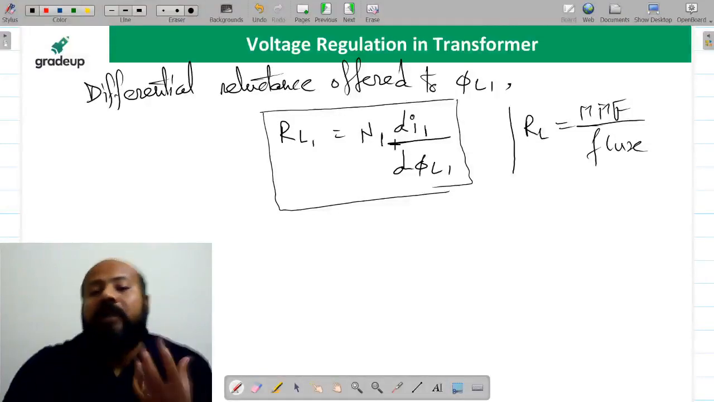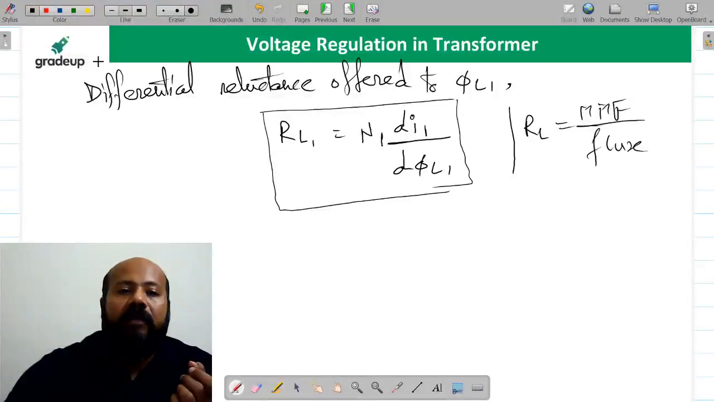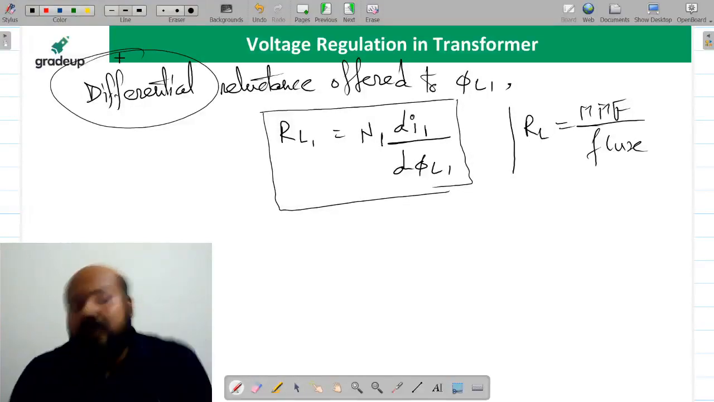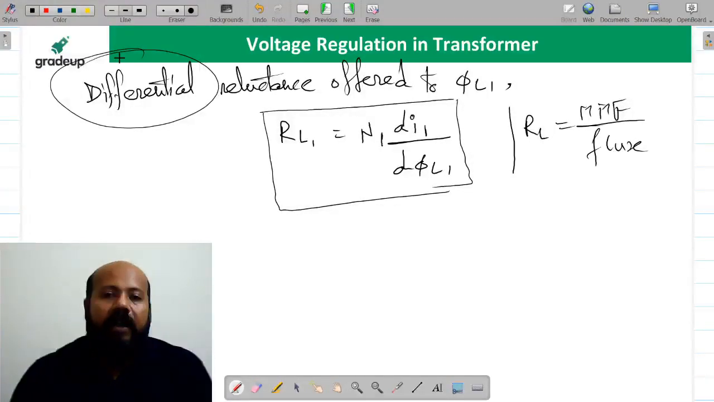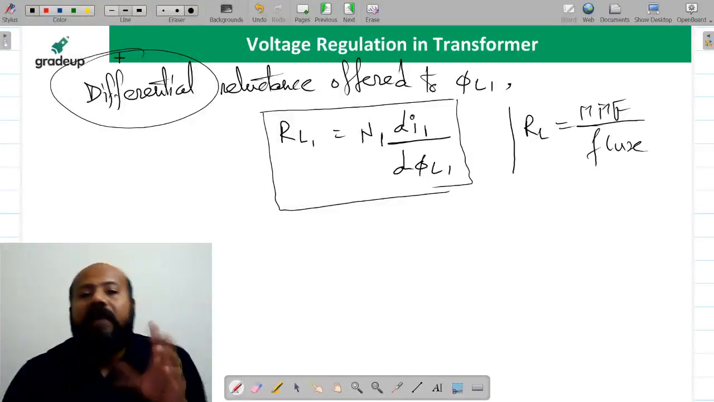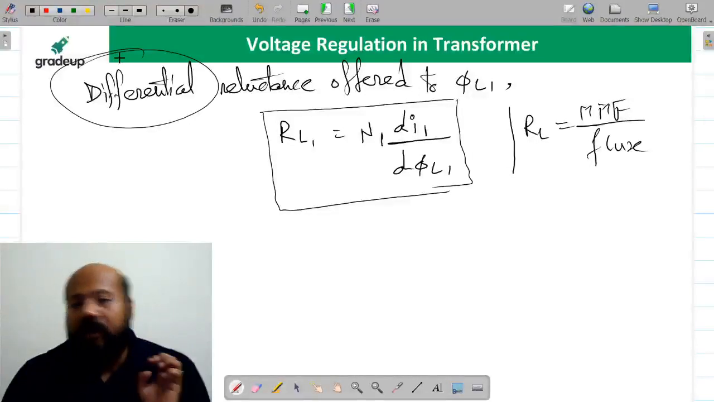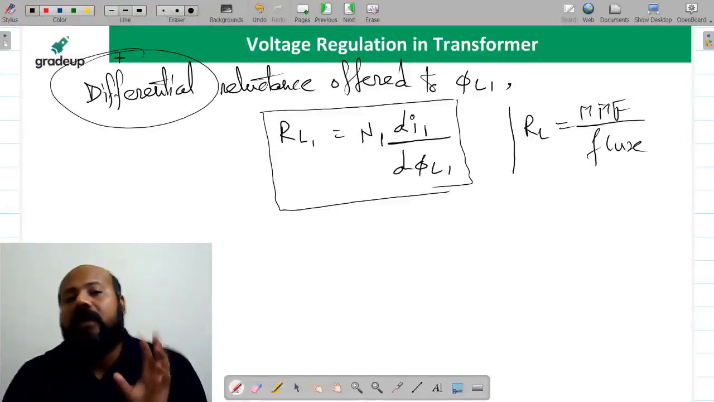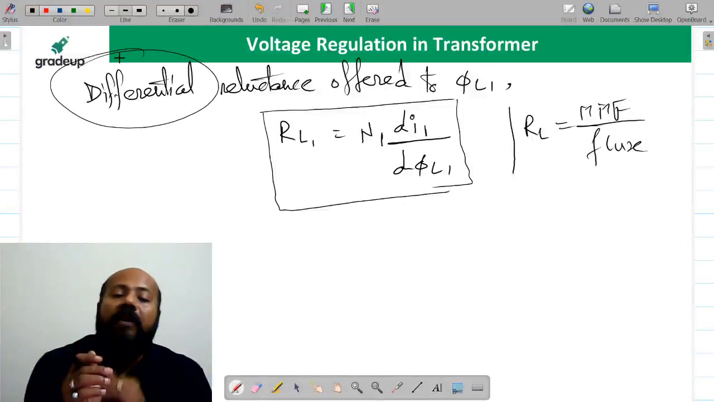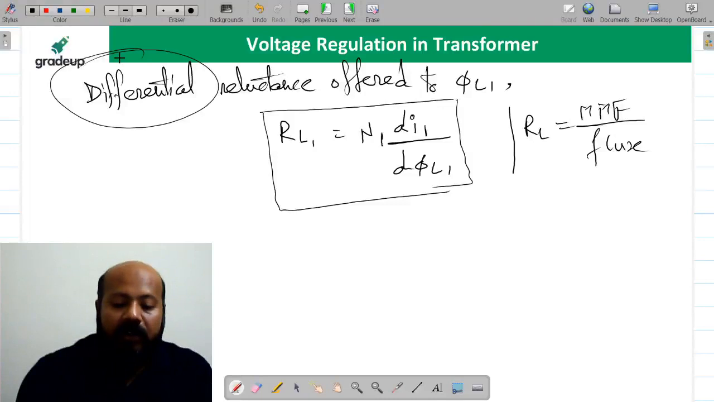Now some of you may have this doubt: why are we using this differential term? Please try to understand. When you talk about the leakage flux, it is very difficult to model. When something is non-uniform, when something is very difficult to model, we generally go for a differential approach. That is why we are using the differential approach. I hope it is clear to all of you.